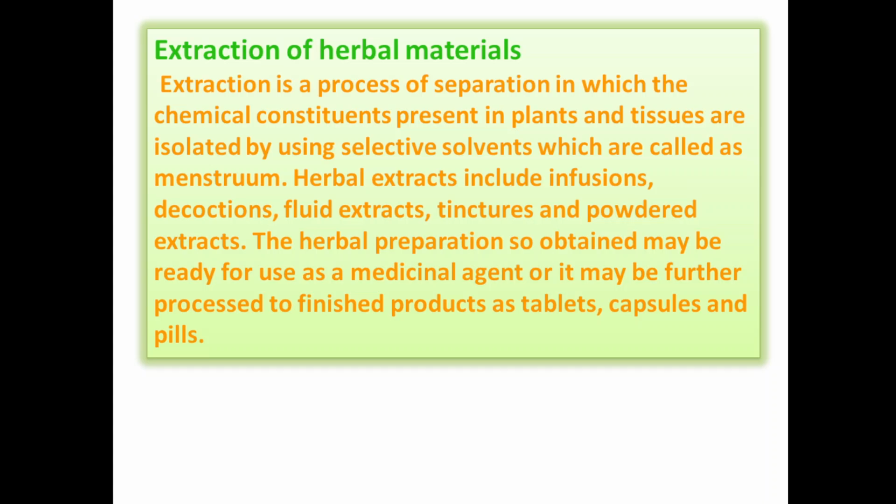Herbal extracts include infusion, decoction, fluid extract, tinctures, powder extract. The herbal preparation so obtained may be ready for use as a medicinal agent, or it may be further processed into finished products such as tablets, capsules or pills. So different types of extracts are prepared by different methods, and some of them include infusion, decoction, fluid extract, tinctures, and some powder extracts are also there, and these are used as a medicinal agent or herbal preparation, and can be further processed to prepare a finished product. So from these extracts different finished products or formulations are prepared, such as tablets, capsules, pills, syrups.